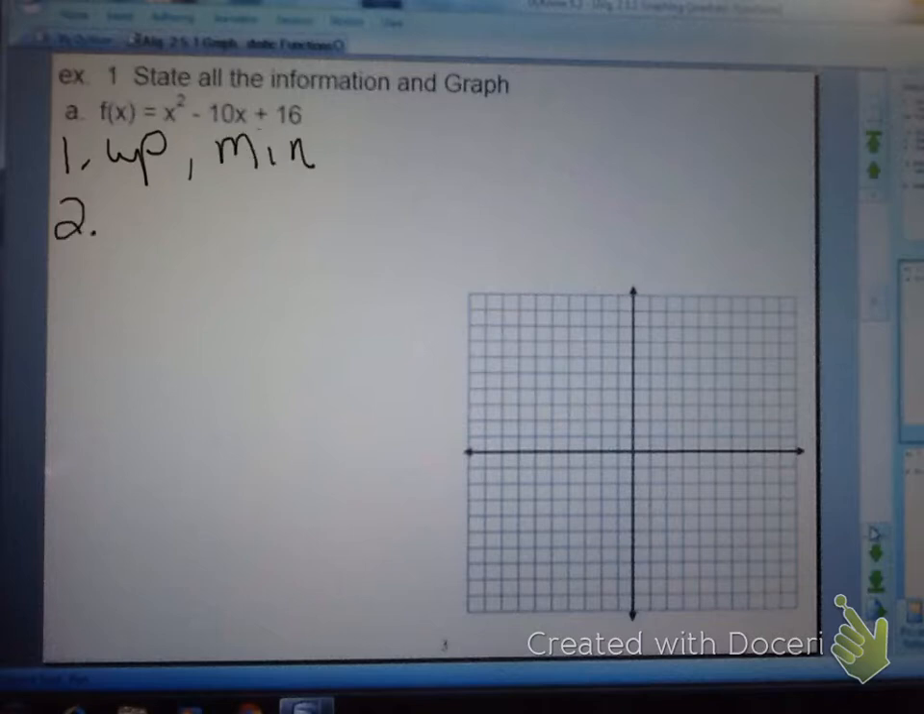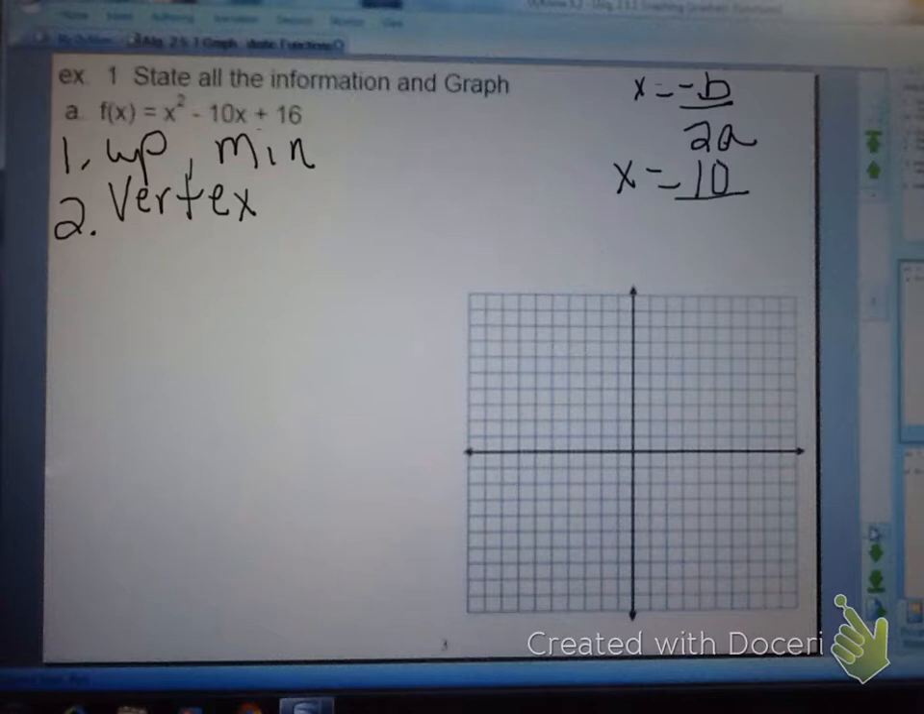Step 2, state the vertex. To find the x value of the vertex, the formula is x equals negative b over 2a. b is negative 10, so that's the negative of negative 10, which is positive 10, over 2 times a, and a is 1, so 2 times 1 is 2, and 10 divided by 2 is 5. So the x value of the vertex is 5.